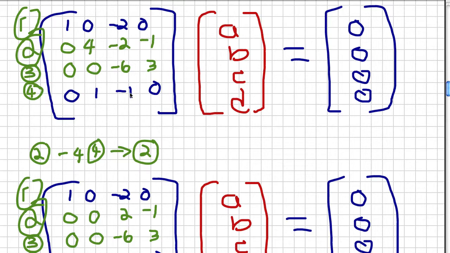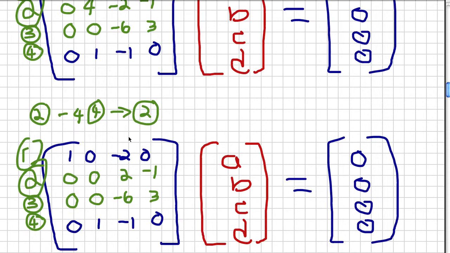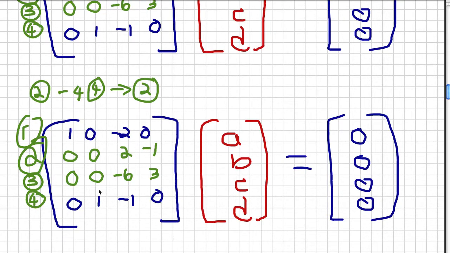4 times negative 1 is negative 4, and I subtract that from negative 2. And that gives me a plus 2. 4 times 0 is 0. Subtract that from negative 1, I still have negative 1. So this is now my new matrix.